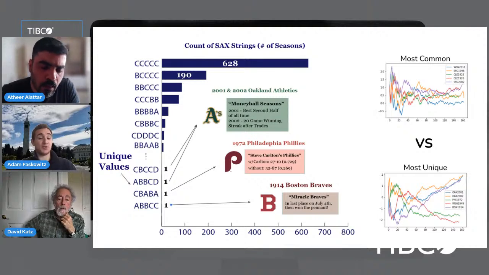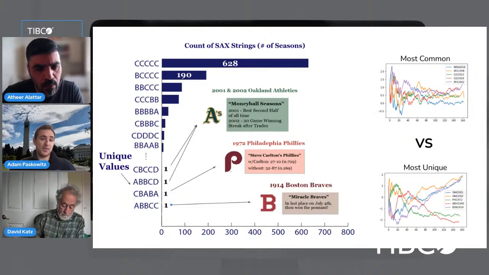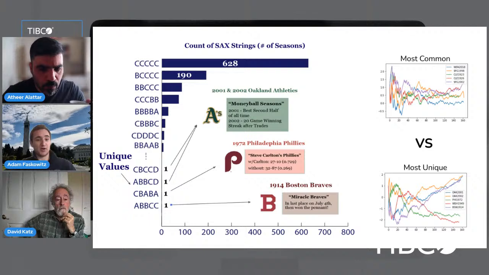And then it can produce these simple summarizations, and then I can go on and show the interesting results too. Something we can do with those SAX strings is count up the number of instances where each SAX string occurred. You'll see that CCCC, which was essentially just being mostly average throughout the entire season, was the most common SAX string by far. And then you'll see a bunch of variations of being around the average, like BCCC and BBCCC.